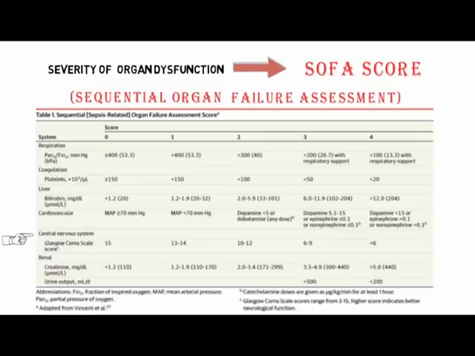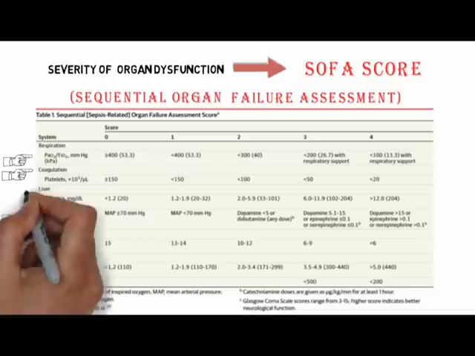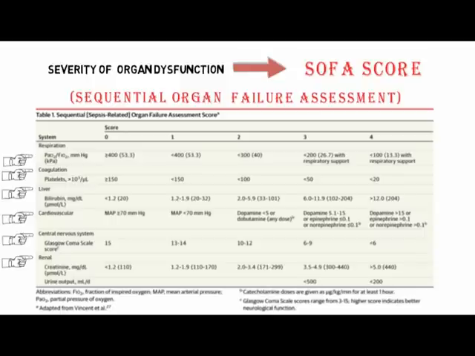Starting from CNS, it is assessed by Glasgow Coma score. In the respiratory system, you have to see PaO2 by FiO2, which is the ratio of partial pressure of oxygen in arteries and fraction of inspired oxygen. In the cardiovascular system, you have to see MAP, that is mean arterial pressure. In hematology, see platelet counts. For renal function, see creatinine levels and urine output. And in hepatic, bilirubin is to be taken into account.